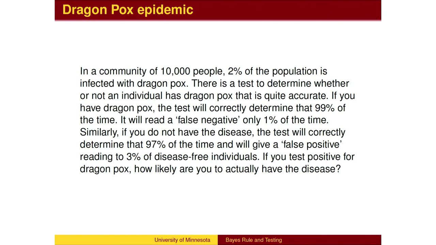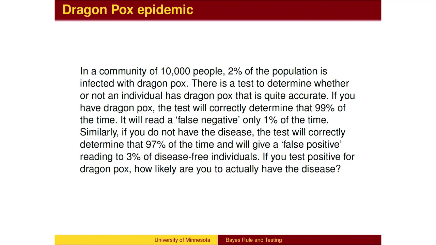Similarly, if you do not have the disease, the test will correctly determine that 97% of the time and will give a false positive reading to 3% of the disease-free individuals. If you test positive for dragonpox, how likely are you to actually have the disease?